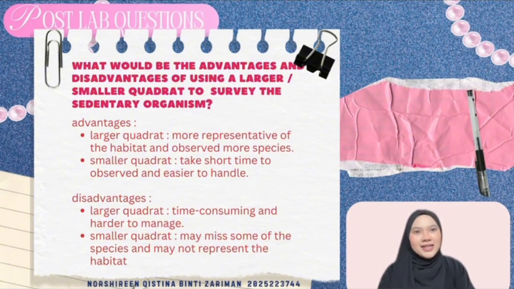For larger quadrats, the advantages are that they are more representative of the habitat and we can observe more species. But the disadvantages are that the time consumed is too long and they are hard to manage. For the smaller quadrat, the advantages are that the time taken is short and it is easier to handle. But the disadvantages are that we can miss some of the species and it is not representative of the whole habitat.